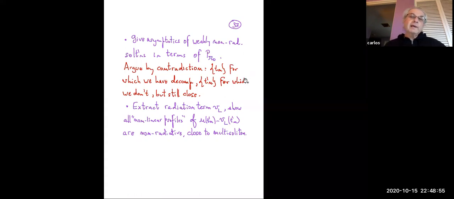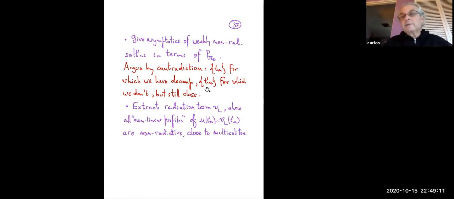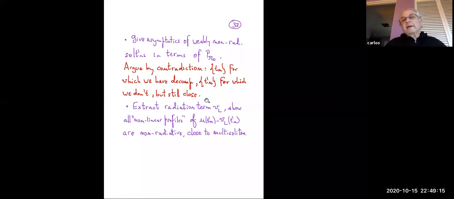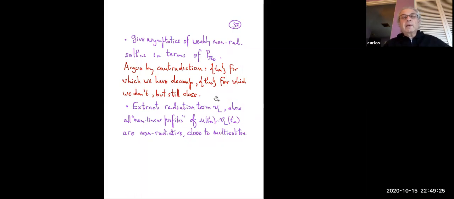The proof, the easiest way to write it, is by contradiction. We assume that we have the decomposition for some sequence of times, and another one which is close to it, for which we don't have it, but we're close to having it, meaning we miss by an epsilon. We extract the radiation term. This we can do always, even in the non-radial case. This is in a paper of Duyckaerts, Merle, and myself.